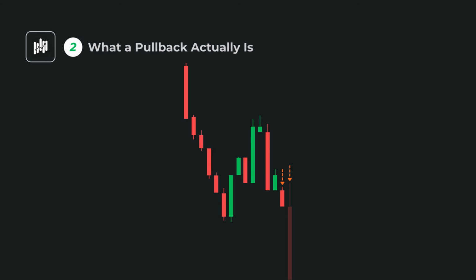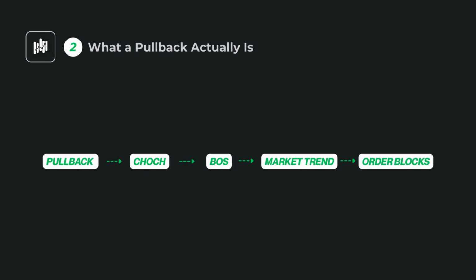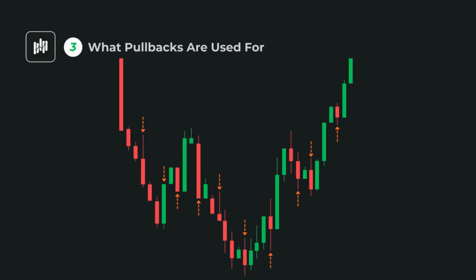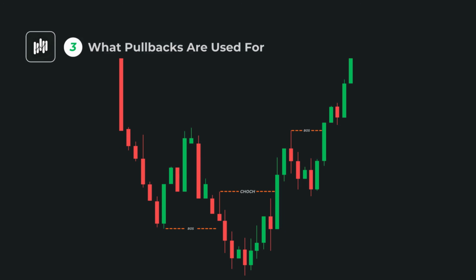Understanding this is crucial, because a pullback marks the moment the market reacts. It is the first signal you will use to identify change of character, break of structure, and eventually the market trend and order blocks. Section 3. What pullbacks are used for? Now that we know what a pullback is, let us see how it actually helps us in trading. Pullbacks allow us to identify highs and lows. From highs and lows, we find change of character and break of structure. From those, we identify the trend and order blocks.